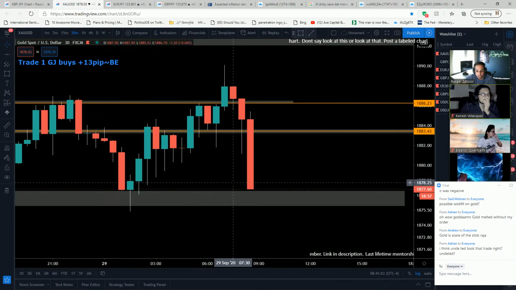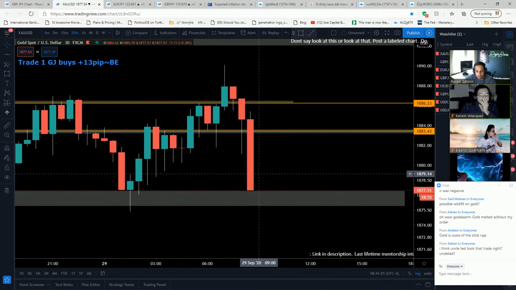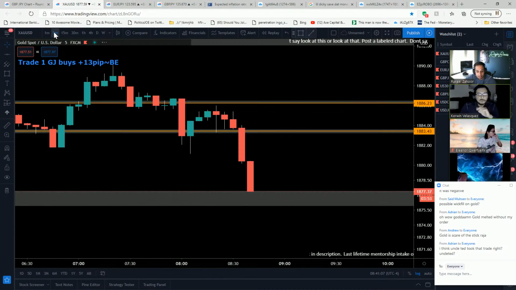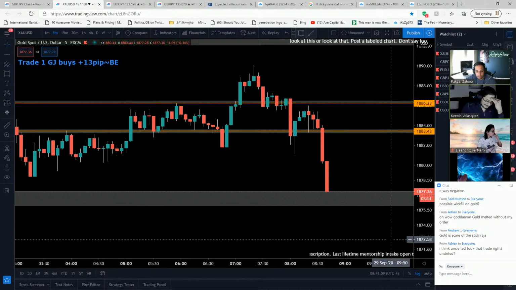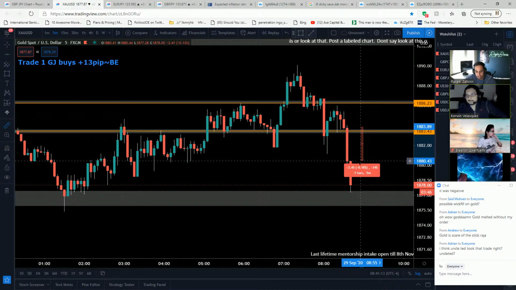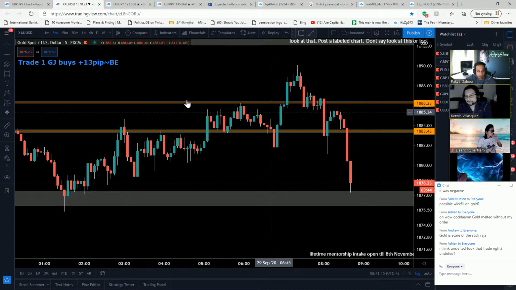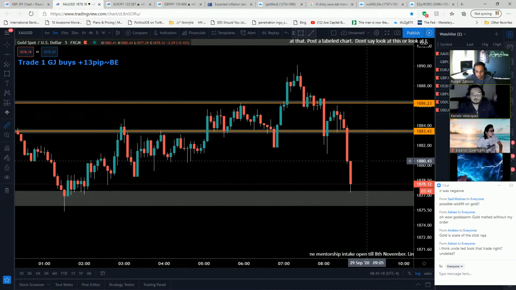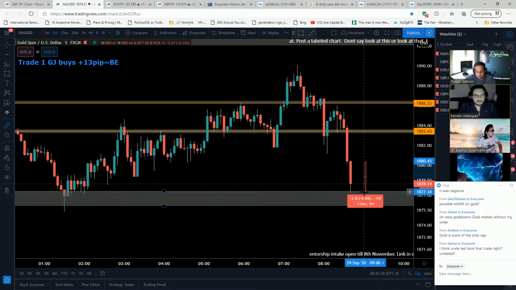Oh shit, look at that. 1877. Wow. Damn. Crazy. God damn. Look at these candles. 36 pip big 5-minute candle. Check out this next one. Next one is 30 pips. Holy.